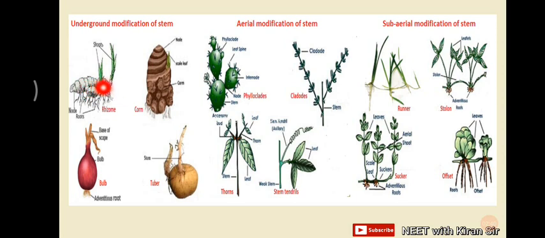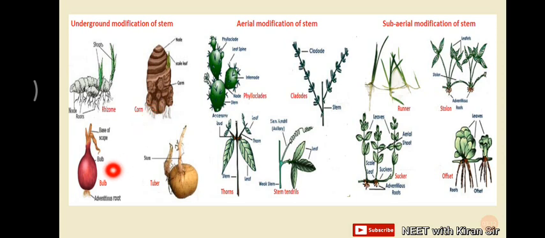Examples are ginger, banana and turmeric. The second one is corm. Both have similar characters and both are modified stems. Both appear in the same fashion, but the corm grows vertically inside the soil, and the rhizome grows horizontally inside the soil. When I say corm, the example I can give is Colocasia. Remember the example, Colocasia.